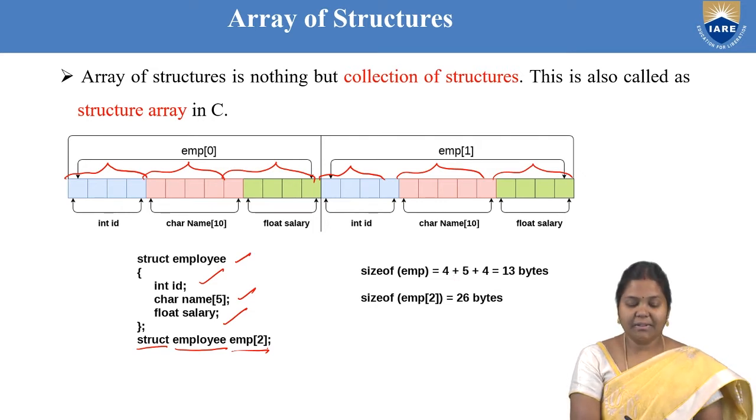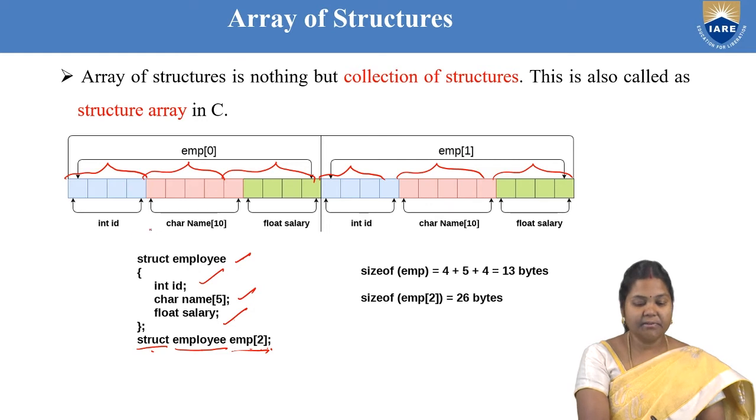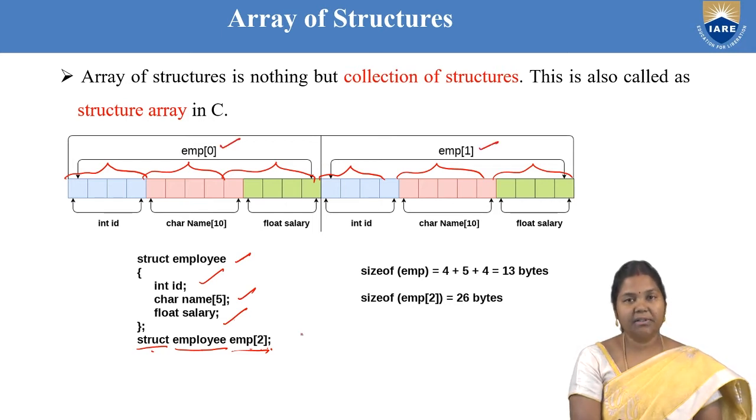Now, consider one structure employee containing three different members: ID, name and salary. If you want the same structure to be used by multiple employees, then we have to create a structure array. Suppose there are two employees and they want the same structure, then you write struct employee[2]. That means employee[0] will use the same structure and employee[1] will also use the same structure, each with different values.